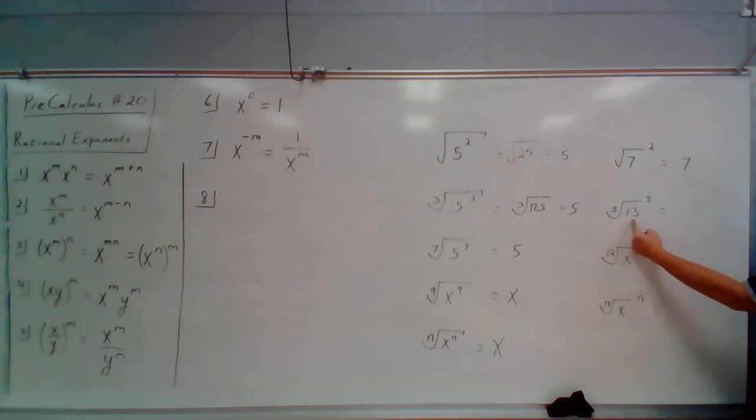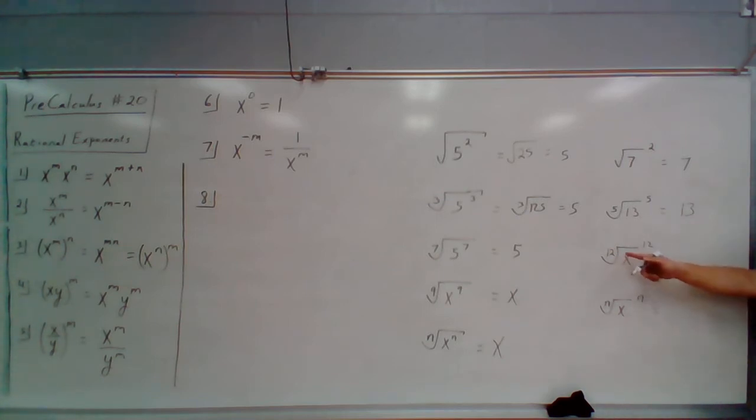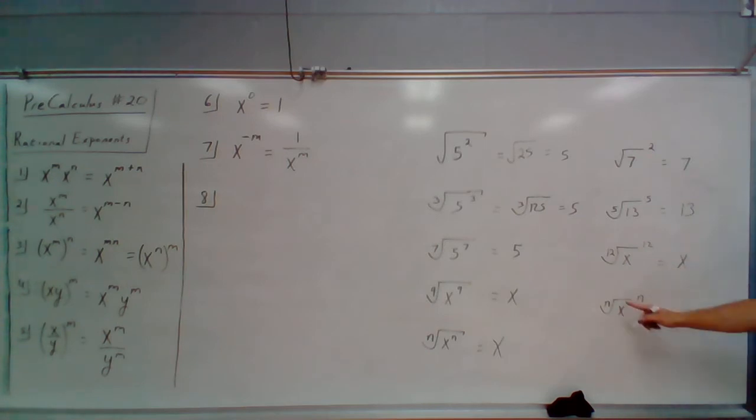All right, the 5th root of 13, no idea what that is. But if I raise that number to the 5th power, I would get back where I started because that's the definition of what the 5th root and the 5th power mean. What's the 12th root of x to the 12th? Well, that would be x. What's the nth root of x to the n? Well, that would be x. So if I took the nth root of any number and then raised it to the nth power, I would just get back to where I started.